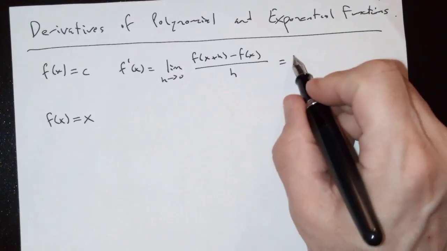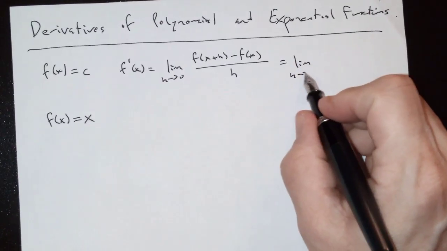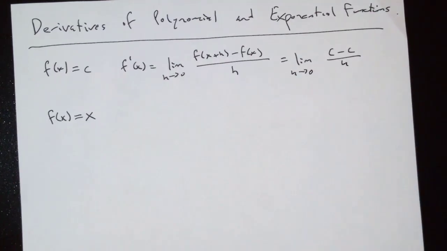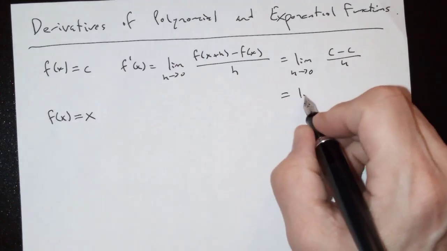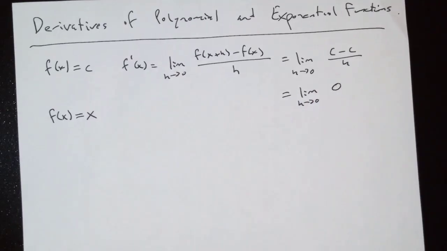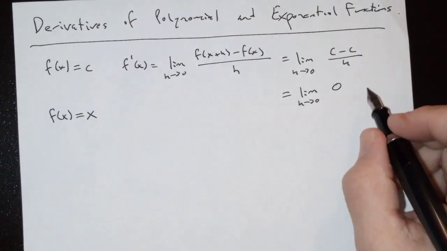So the numerator is c minus c. Well, that means that I'm taking the limit of 0. Zero itself is a constant, and when I take the limit of a constant, I get that constant. So this derivative is just 0.